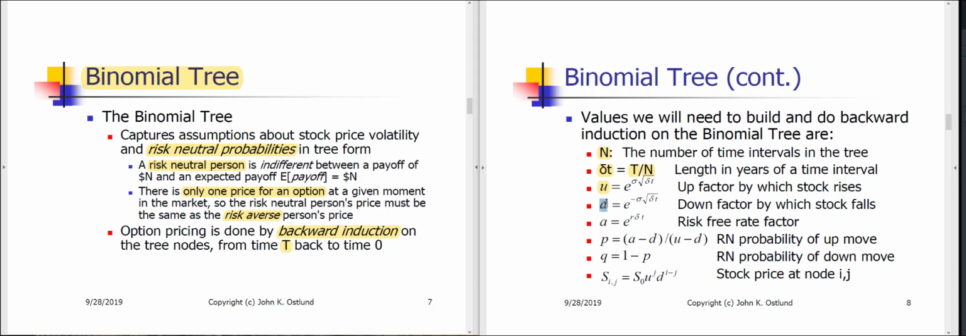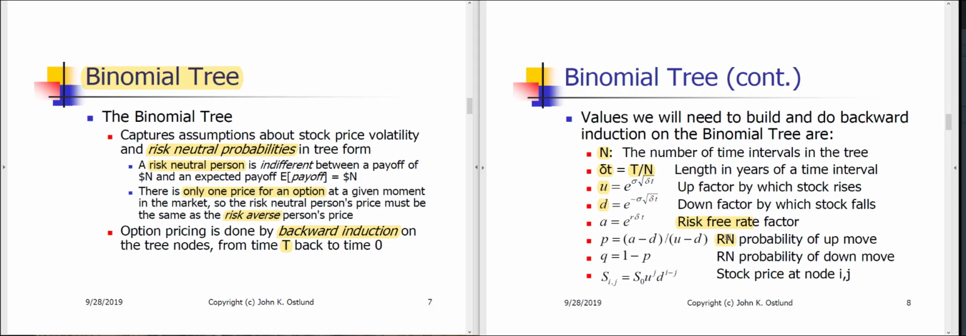If the stock falls, the amount by which it falls is e to the minus sigma square root of delta t. And you can see here that if a stock rises in one period and falls in the next period, it returns to the same price that it had in the initial period. That is, u times d is just 1. The risk-free rate factor incorporating our risk-free rate is e to the r delta t.